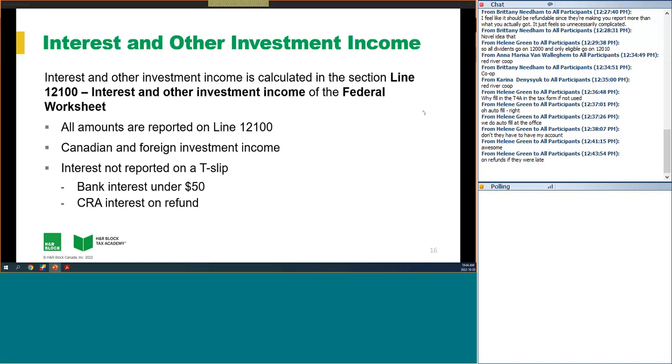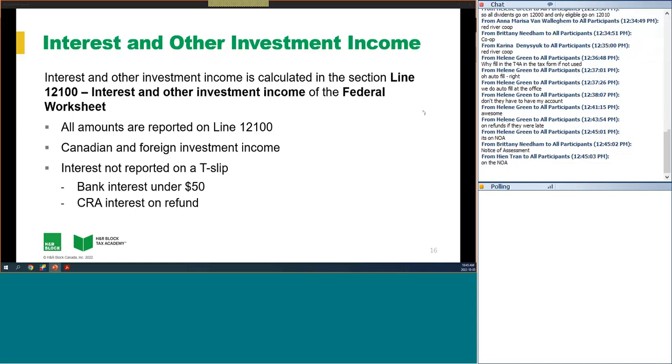Interest is taxable. It has to go on the return. If you don't put it on the return, obviously you're going to get in trouble. The CRA knew about it. They're the ones who gave you the interest. So my question for you is, how do you know if the taxpayer who's sitting in front of you had CRA interest? Where can you get that information from?